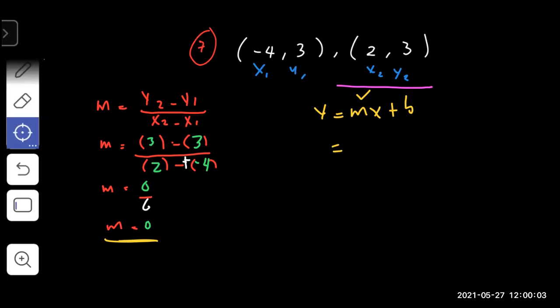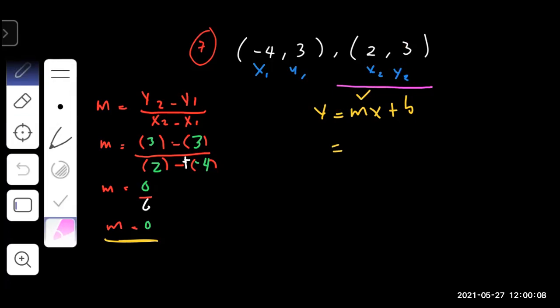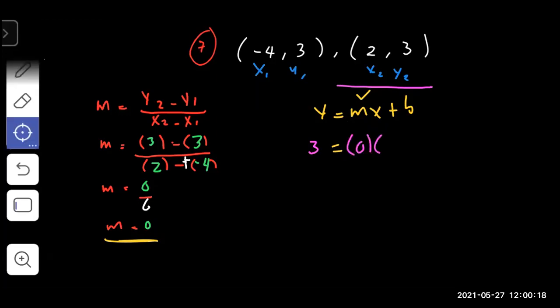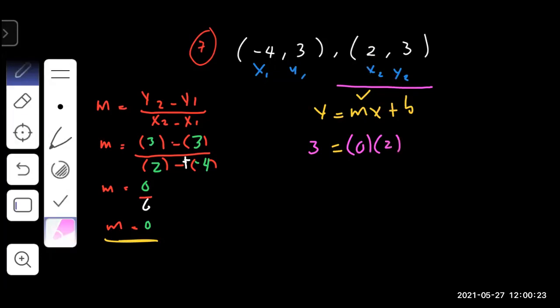And what is the y value in the second point? It's 3. Okay, let's take 3. And what is m? 0. Okay, let's put 0 here. And what is x in the second point, sorry? It's 2. Okay, plus b. And then, guys, your luck is enough here. 0 times 2 is 0, and b is alone, right? So we know the value.